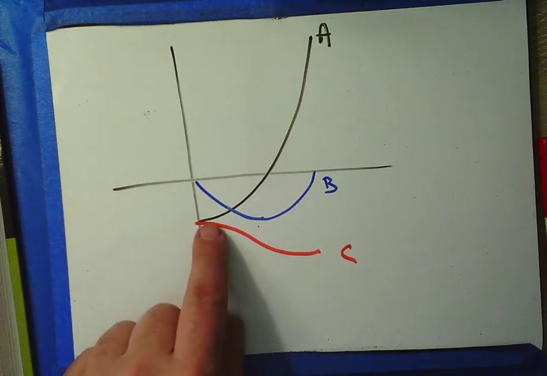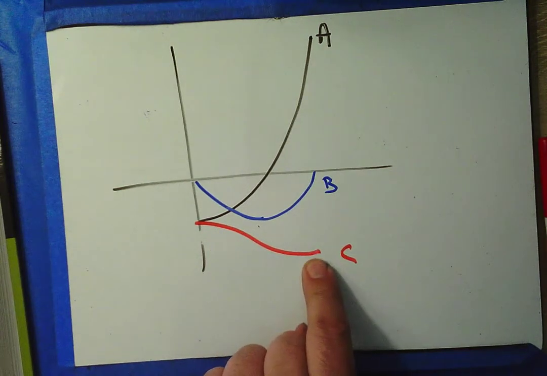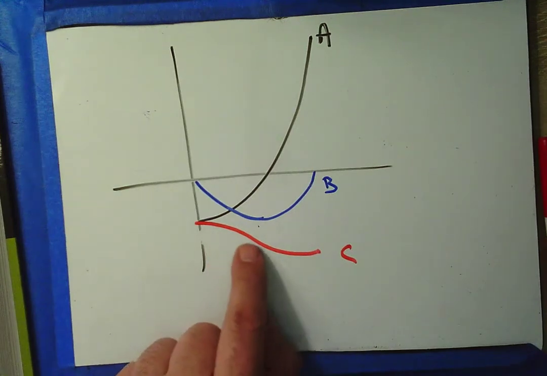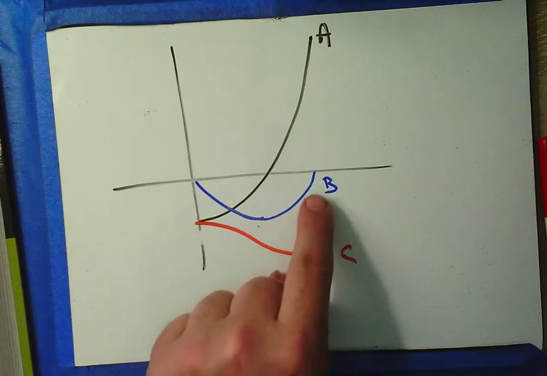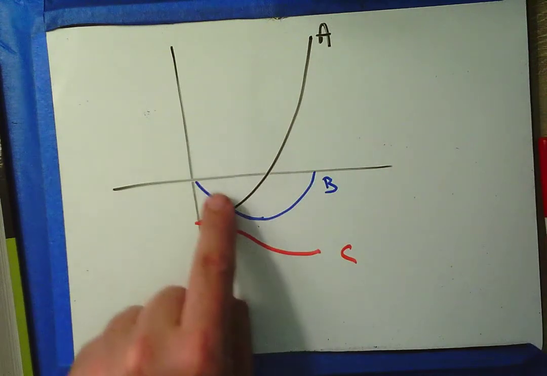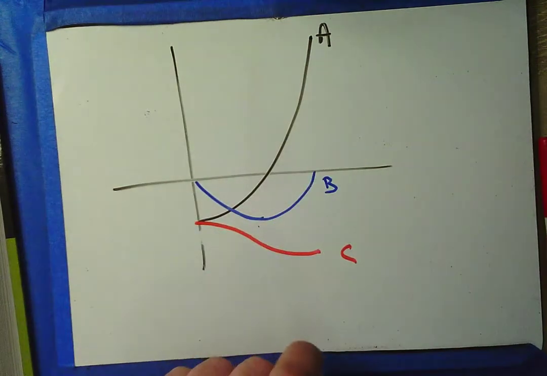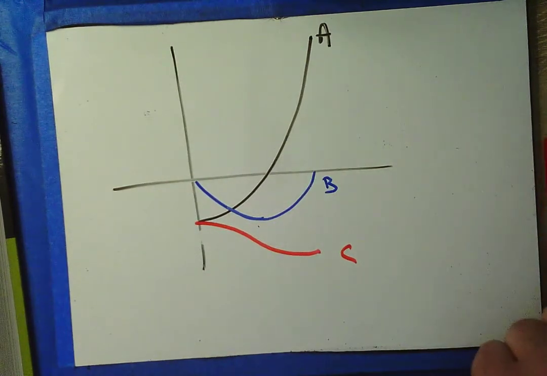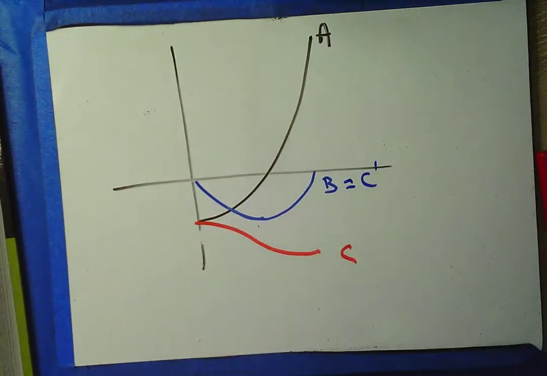What do we notice about the slopes here? Well, C is decreasing, decreasing, decreasing, decreasing. So the slopes on C are always negative. And lo and behold, the derivative here is always negative. I have a 0 slope, I have a 0 slope, I have these zeros. So I think that B equals C prime.